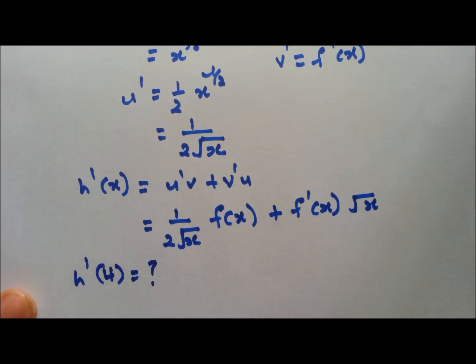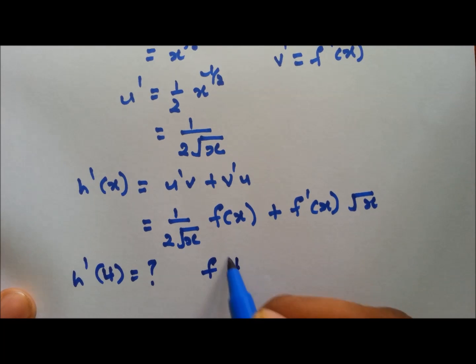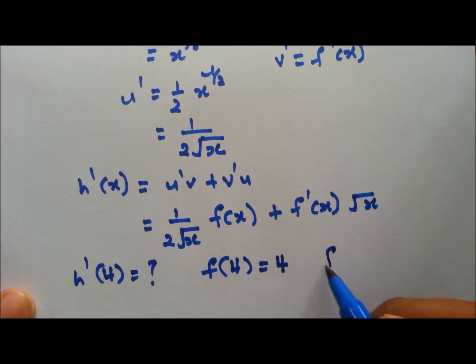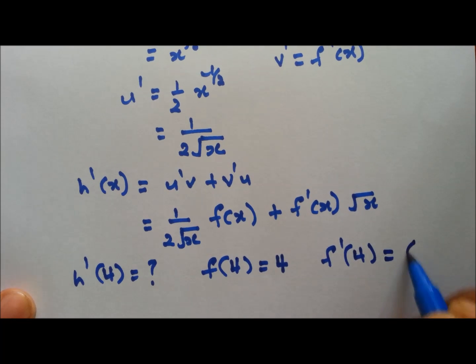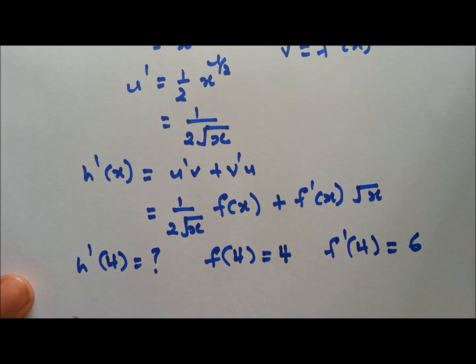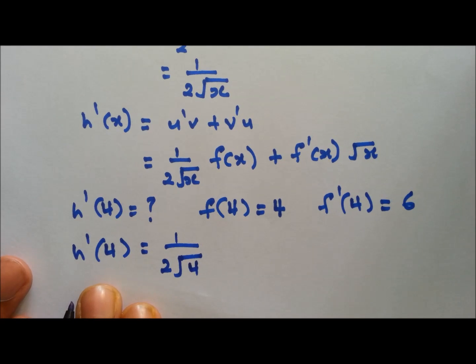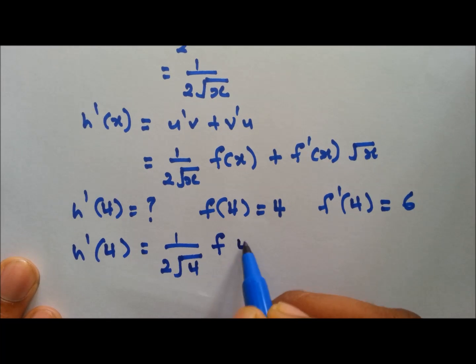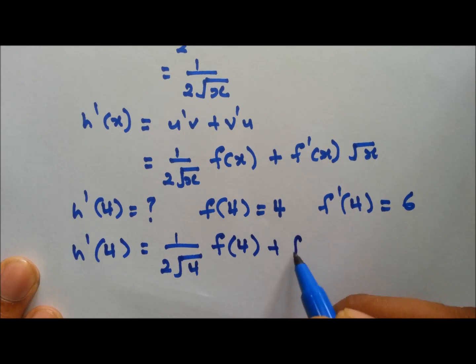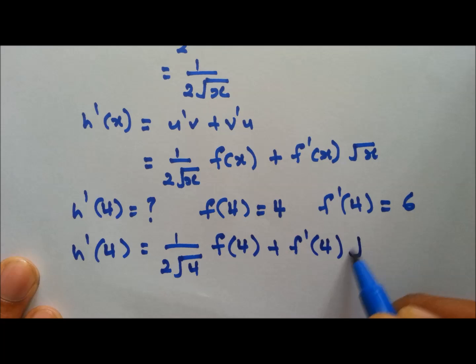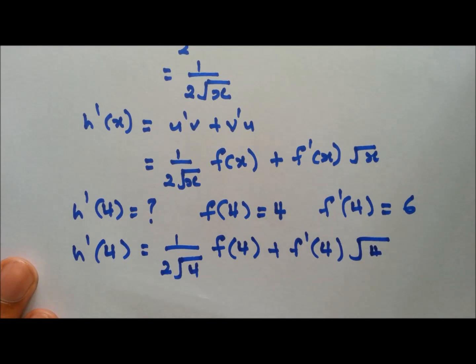Okay, so moving on from here, the question asks us to find h prime of 4, if f of 4 is equal to 4 and f prime of 4 is equal to 6. So in simple terms, we are finding h prime of 4. And that becomes, in place of h prime of x, wherever there is x, we replace it by 4. So we will have 1 over 2 square root of 4 times f of 4 plus f prime of 4 times square root of 4.